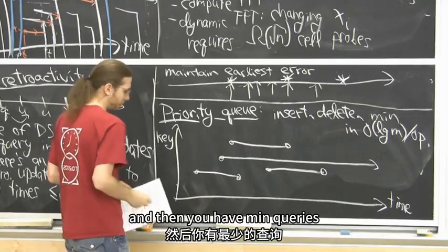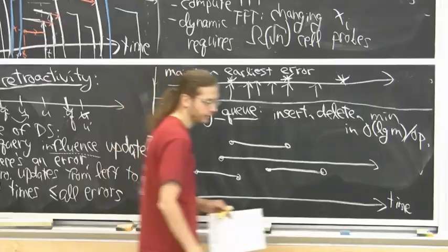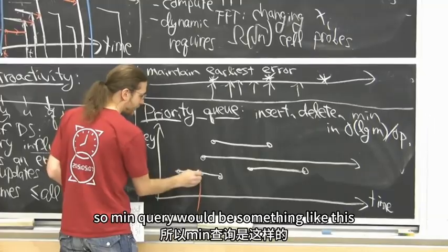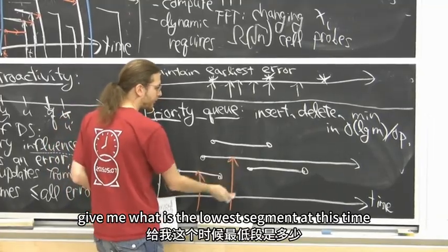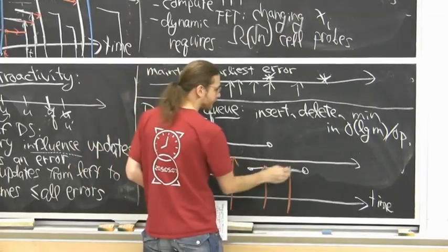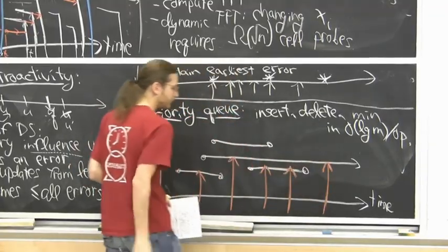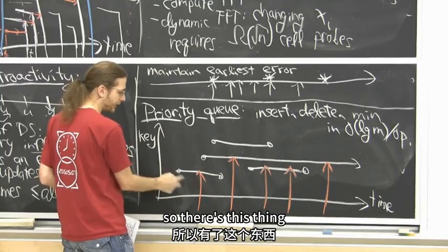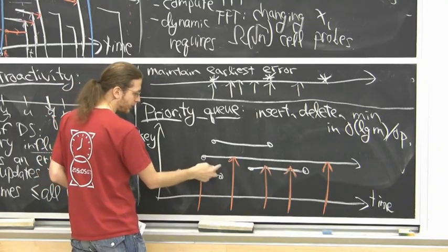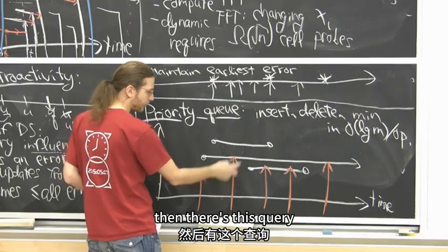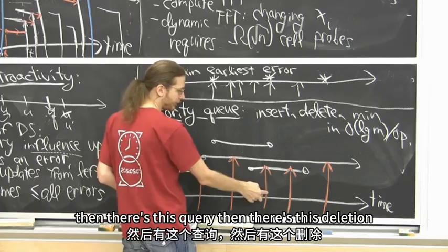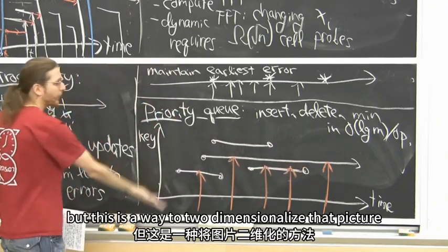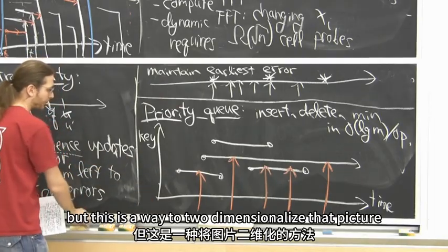And then you have min queries, which maybe I will draw in red. So a min query would be something like this. Give me what is the lowest segment at this time. Okay, so my sequence of operations is a projection onto time. So there's this thing, then there's this query, then there's this insertion. Then there's this deletion, then there's this deletion, then there's this min query, then there's this insertion, then there's this query, then there's this deletion. You get the idea. But this is a way to two-dimensionalize that picture.